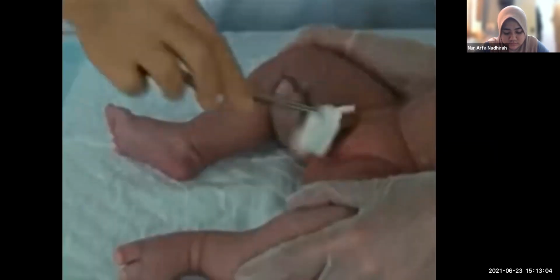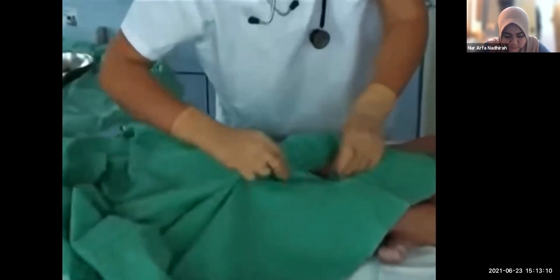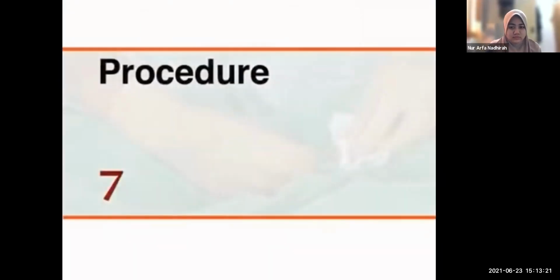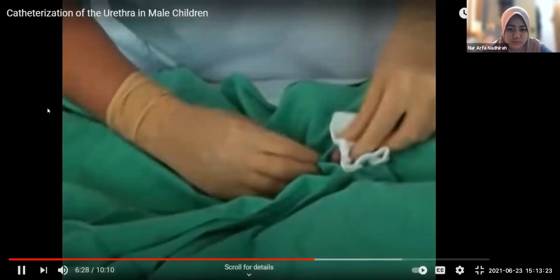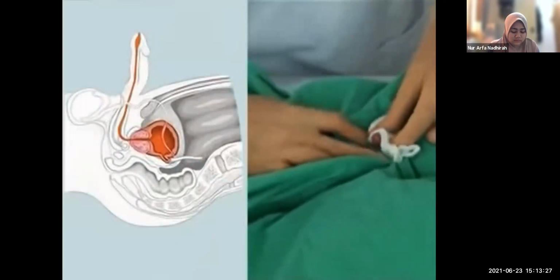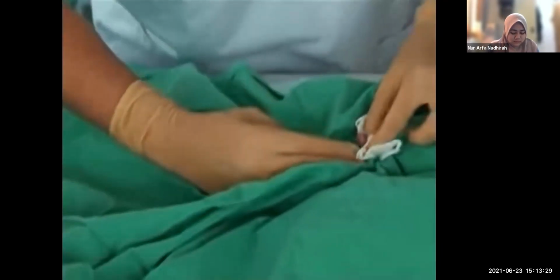Prepare the entire genital area by cleansing three times, going from the center to the periphery using an antiseptic agent. Then place the sterile fenestrated drape over the patient so that the penis is accessible through the opening. Remove your gloves and put on another pair of sterile gloves. Use your non-dominant hand to hold the penis at a 90-degree angle to the patient's legs. Gently retract the foreskin if present.